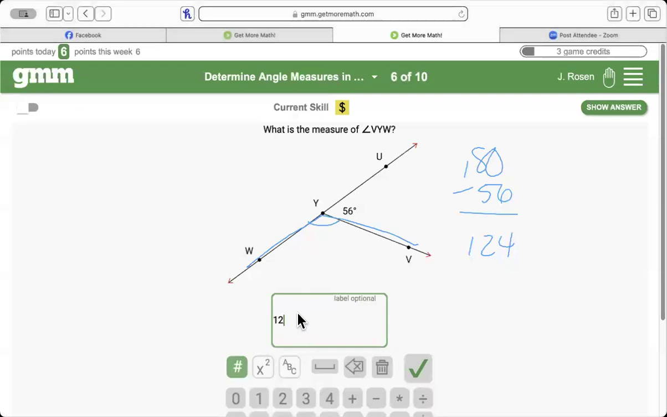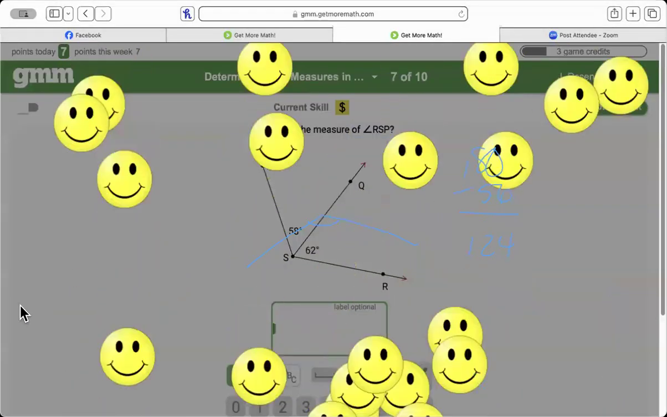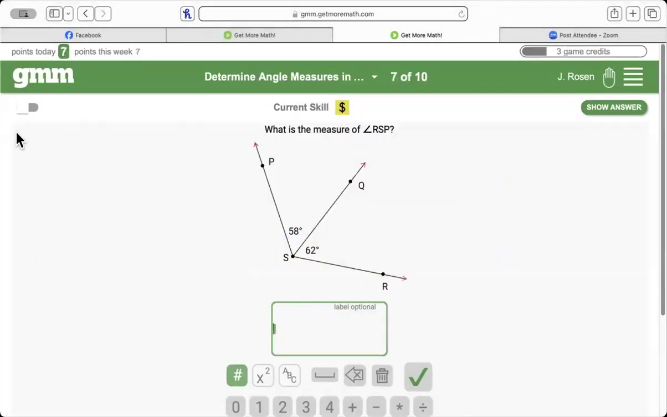So again, hopefully this is just a big review, applying all the things that we've been working through. And what is the measure of RSP? Just make sure you look at the right angle, RSP, it's this entire piece. So 58 plus 62 is 120.